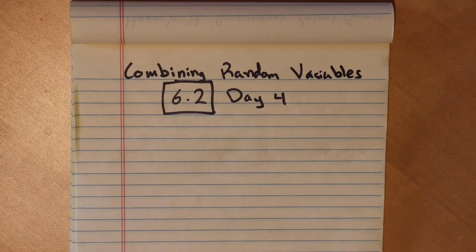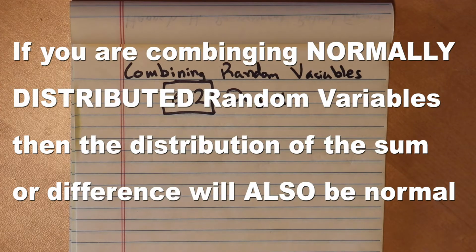Before we begin, any sum or difference of independent normal random variables is also normally distributed. If you're adding normal distributions together, you're going to get a normal distribution.